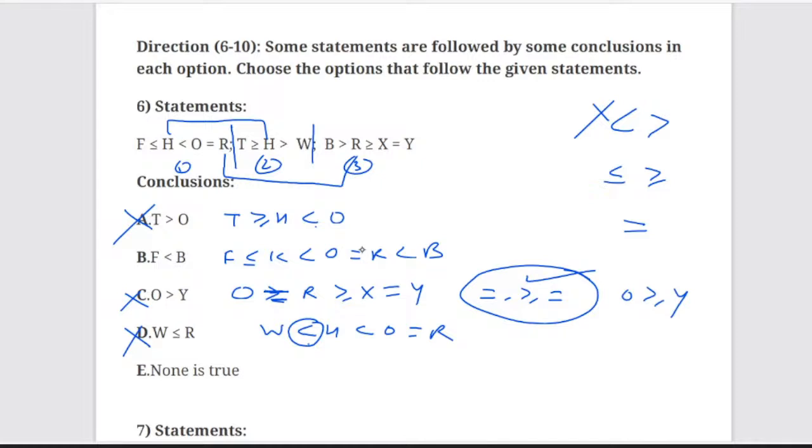Now, option number D, F is less than equal to K and then less than is there, and all the symbols are facing in the one direction. That means option number B will be the correct answer.